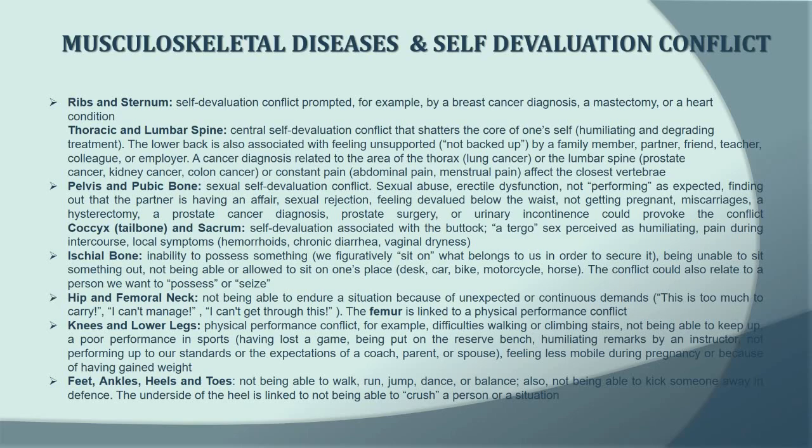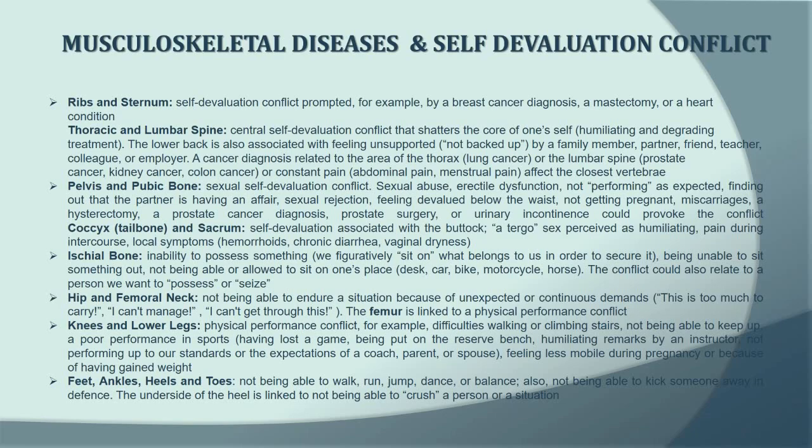Pelvis and pubic bone problems come from a so-called sexual self-devaluation conflict, which might derive from sexual abuse, erectile dysfunction, not performing as expected, finding out that your partner is having an affair, sexual rejection, feeling devalued below the waist, not being able to become pregnant, miscarriages, hysterectomy, prostate cancer diagnosis, prostate surgery or urinary incontinence could also provoke this type of conflict.